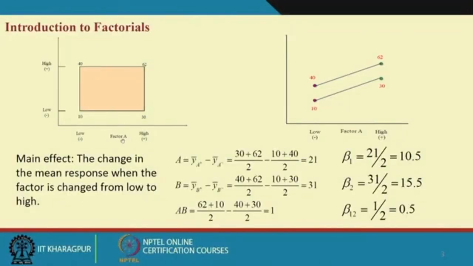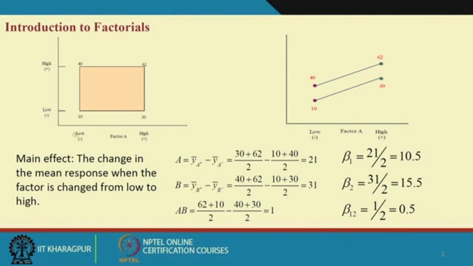So, here we have two factors, factor A and B, A at two levels, B at two levels, denoted by low and high, or minus or plus. So, we are interested to compute the main effects and interaction effects. So, what do you require? You require the values of the response variable when you conduct the experiment keeping the factors at different levels.